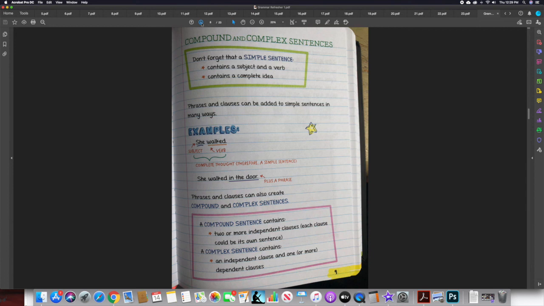Don't forget that a simple sentence contains a subject and a verb and a complete idea. Phrases and clauses can be added to simple sentences in many ways. Phrases and clauses can also create compound and complex sentences. A compound sentence contains two or more independent clauses. Each clause could be its own sentence. A complex sentence contains an independent clause and one or more dependent clauses.